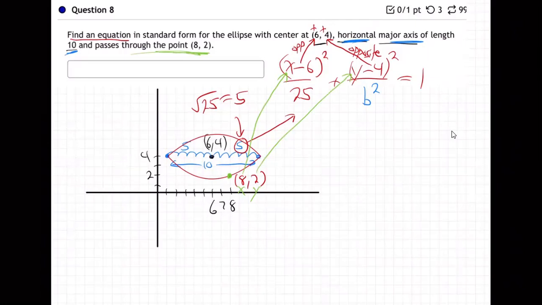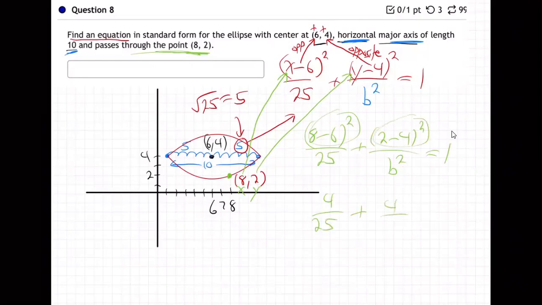So, all right. That means (8 minus 6) squared over 25 plus (2 minus 4) squared over b squared is 1. Simplify that. That's going to be 2 squared, I'm just going to make it 4. 4 over 25. That's going to be 2 squared again, 4 over b squared is 1. Okay, we get to there.